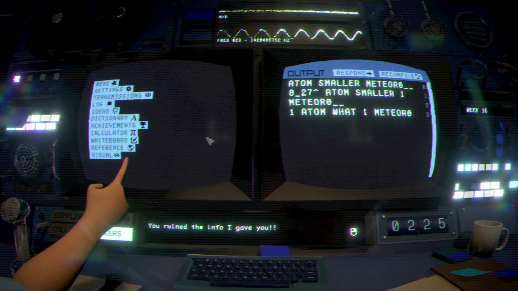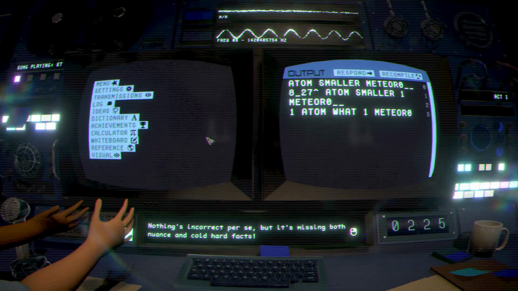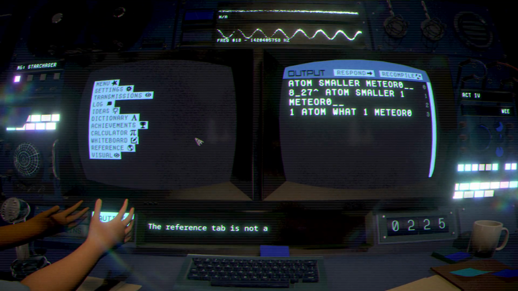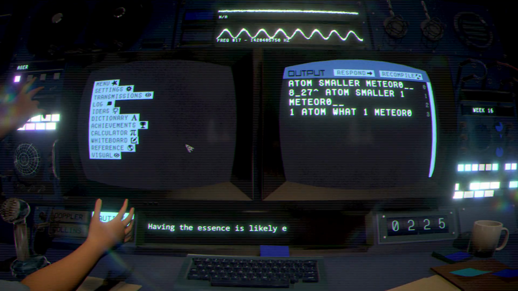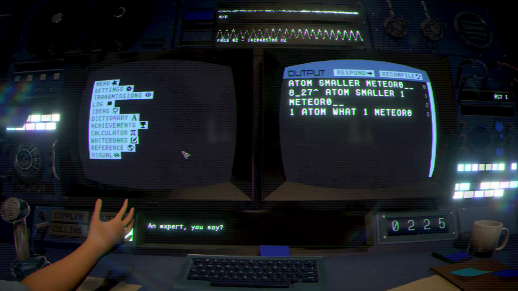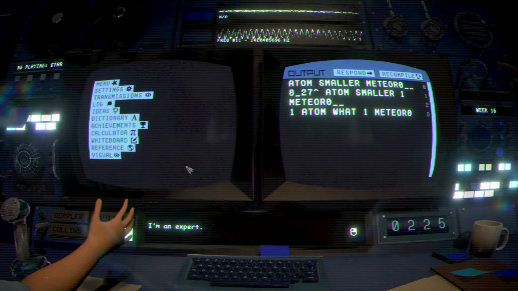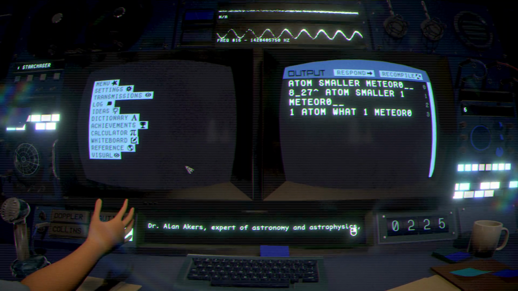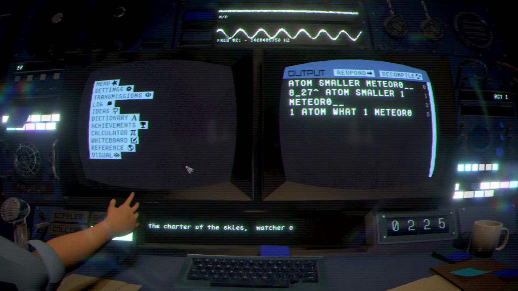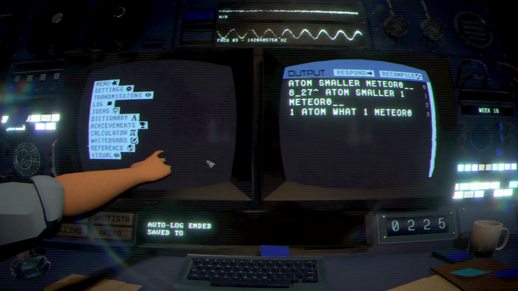The reference tab. I was looking through it and my goodness, you ruined the info I gave you. What is incorrect? Nothing's incorrect per se, but it's missing both nuance and cold hard facts. You ruined it. I tell you, you ruined it. Reference tab is not all explanatory. Having the essence is likely enough for us to progress. The definitions upset you experts to know well. An expert, you say? I like the sound of that. That's all it takes to get him off my case. I'm an expert, Dr. Alan Akers. Expert of astronomy and astrophysics. The charter of the skies, watcher of the stars, maestro of... He's still going.